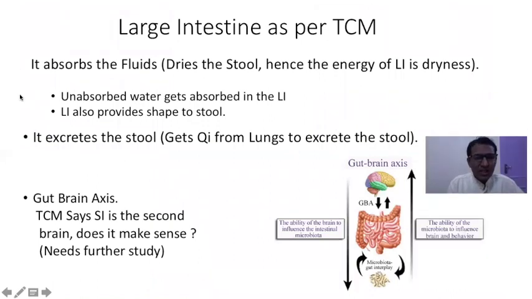So we discussed it absorbs the fluids. It dries the stools, hence the energy of the LI is dryness. And unabsorbed water in the SI, etc., gets absorbed. LI also provides shape to the stool.